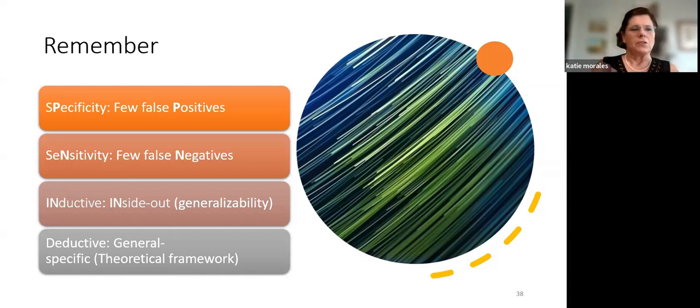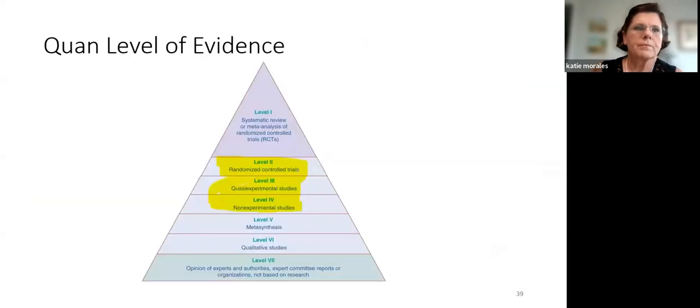And then I sometimes struggle with remembering inductive and deductive reasoning. My son, who has a math degree, always corrects me on this. But I had to think inductive is really from the inside out, meaning generalizability. How much can these results go out? Whereas deductive is more about thinking from the outside in, which is like looking at your theoretical framework and bringing that back down to your study.